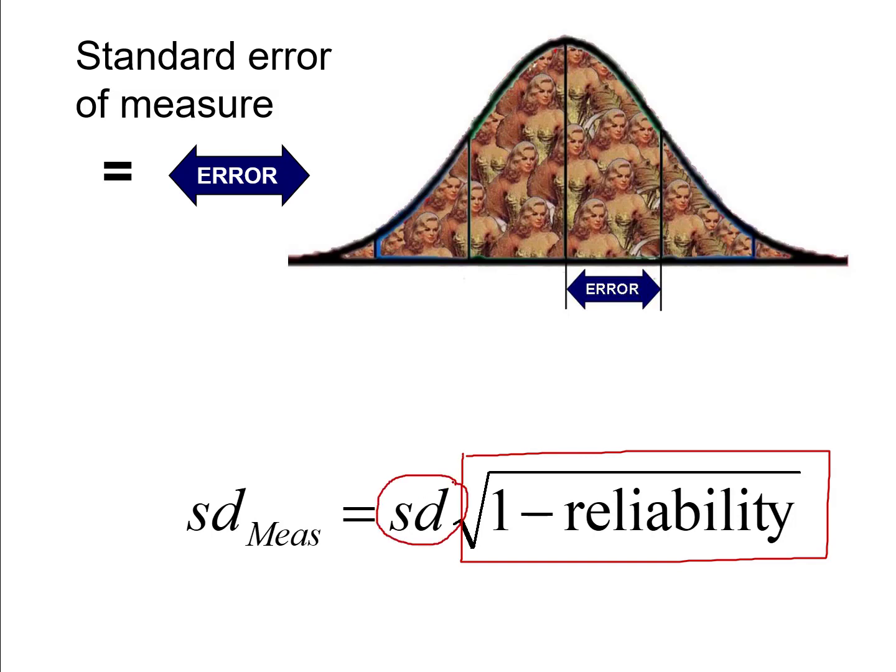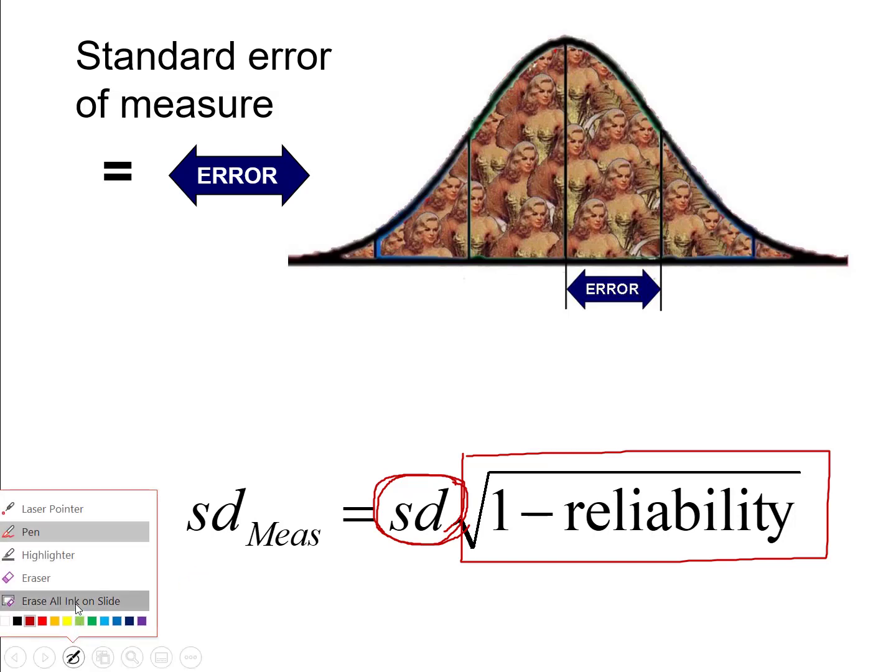Note, a z-score always has a standard deviation of 1, and so this standard deviation would simply be 1 if I had a z-score scale, and then that would drop out of the equation, and it would simplify to the square root of 1 minus reliability, which is what we saw on the previous slide.